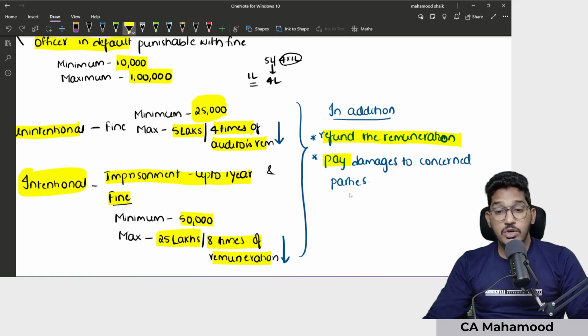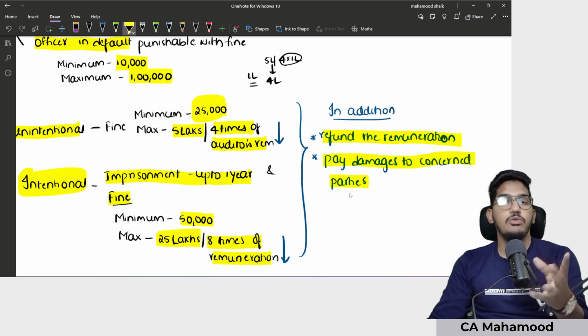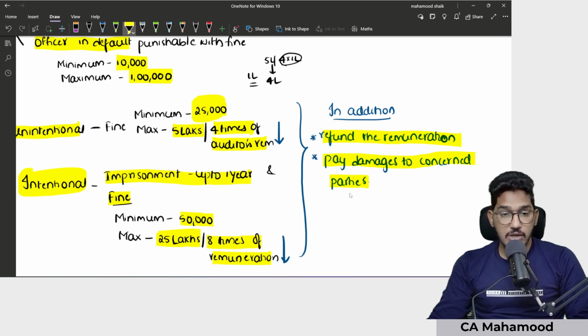In addition to that, because of your mistakes, if someone has suffered damages, if someone has suffered some loss, that loss also you have to compensate. So these penalties you have to undergo. In addition to the penalties and imprisonment, you have to refund back the remuneration, whatever you have received. In addition to that, you shall also pay the damages, whatever the people have suffered because of your mistakes.